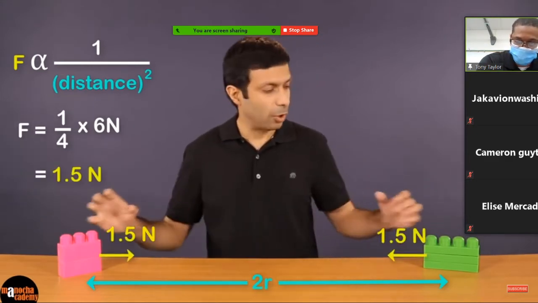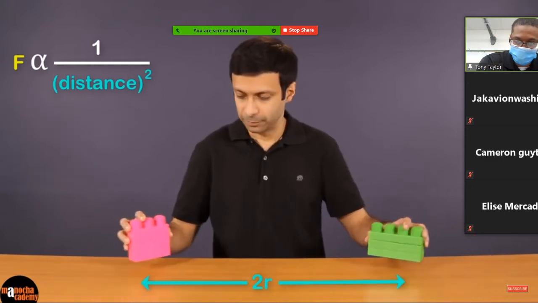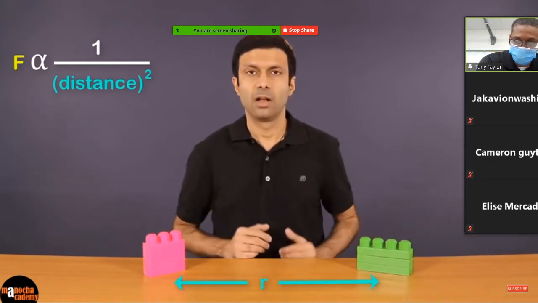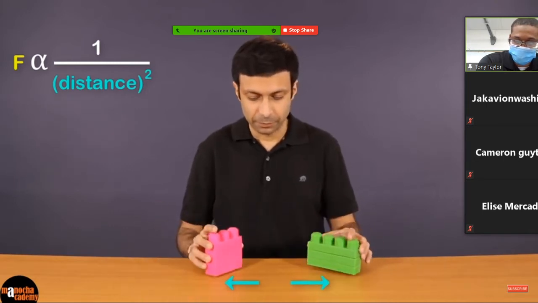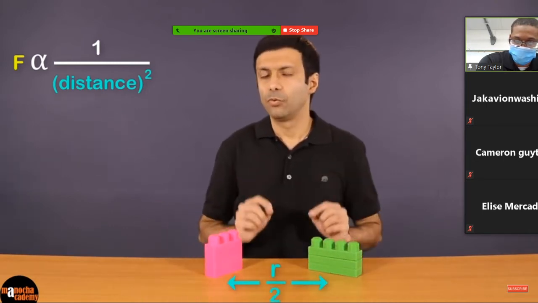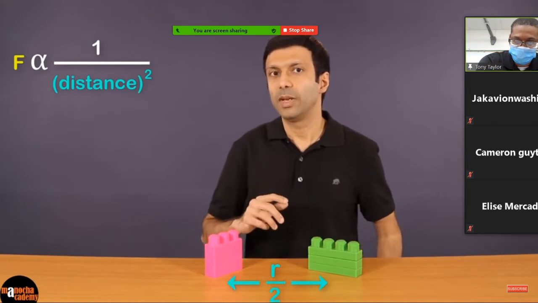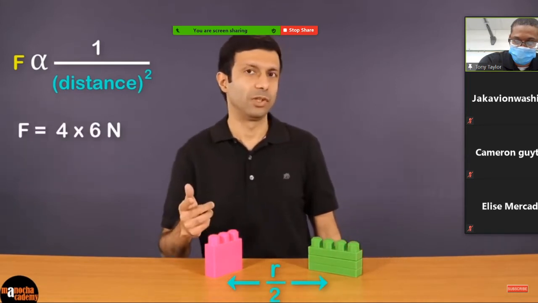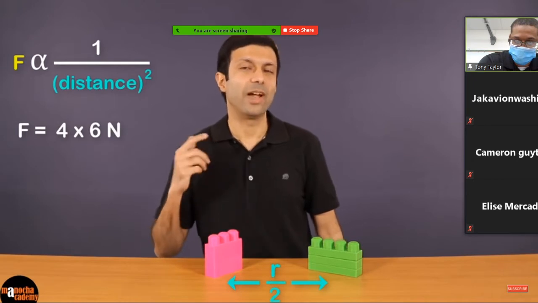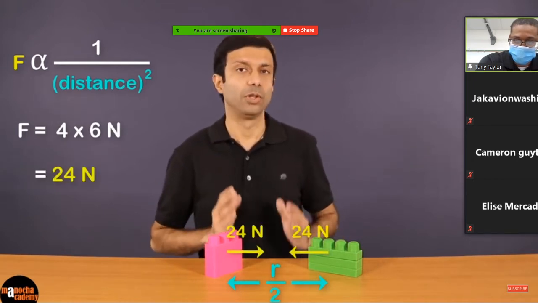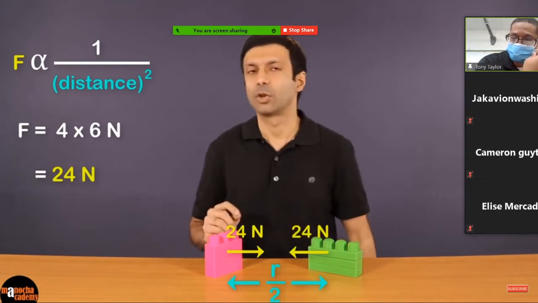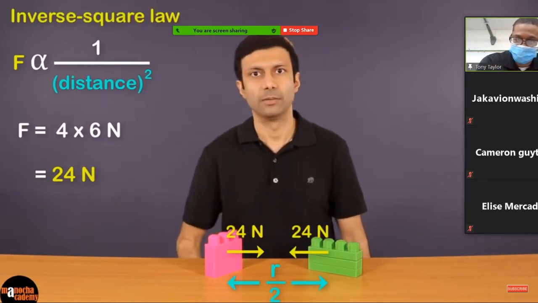Now let's get these blocks to their original position. Now let's say I halve the distance. So when I bring them in, what will be the new force now? It's going to be 4 times the original force because it's the square of the distance. So the new force is going to be 24 Newton. And this is called the inverse square law.